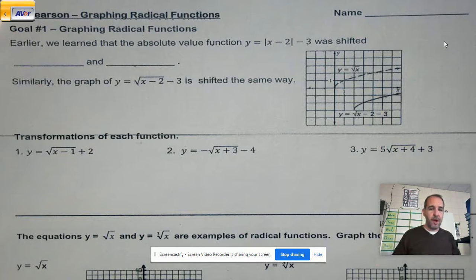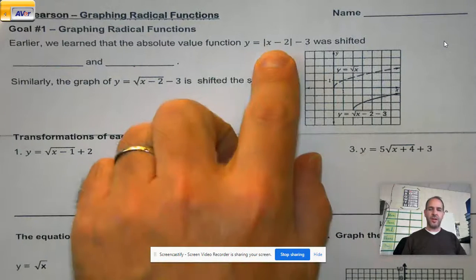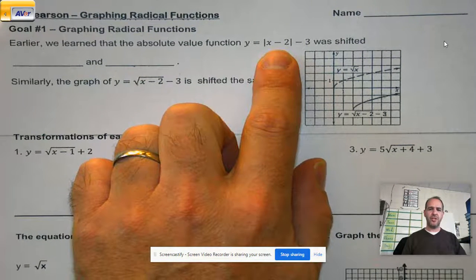Good morning. We are into the Unit 3 add-on pack for the first day today, looking at graphing radical functions. Now, we've done some graphing in several places here. So earlier, a little bit back further, we learned about absolute value. I thought we were doing radical functions.